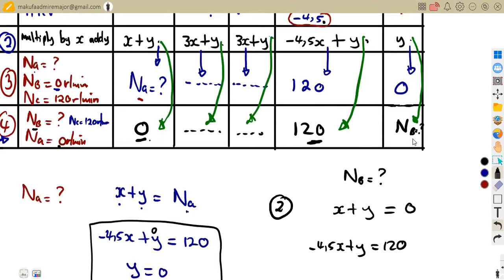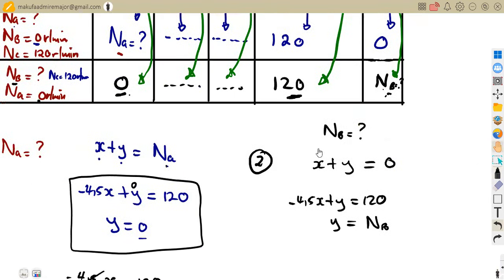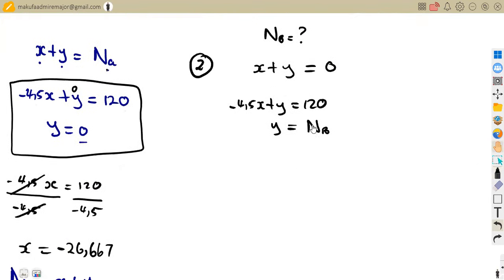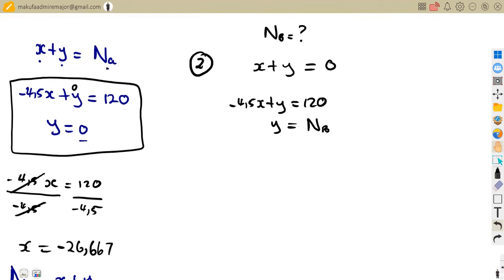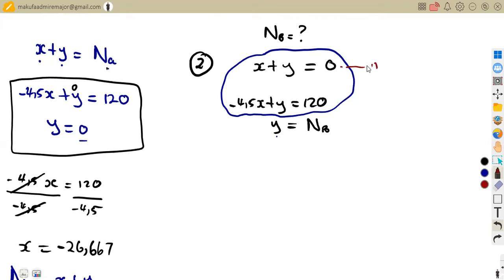Then y is equal to nb, in this case, on this part, y and nb. So you're saying y is equal to nb. So by calculating the value of y, we are calculating the speed of the arm B. So this is the information that we have. So meaning to say we can play around with these two equations in order for us to calculate y. All right, so let's say this is our first equation. This is our second equation.